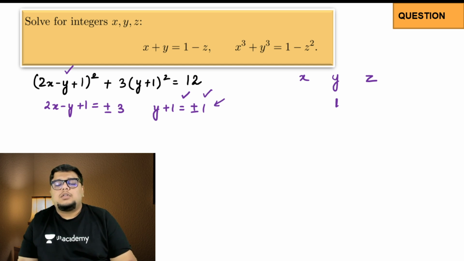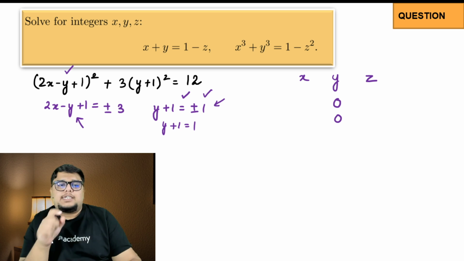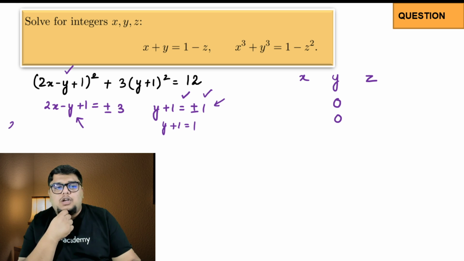Sorry, I just made a mistake. Okay. Now let's say y plus 1 is equal to 1, then y will come out to be 0. Put that value of y here. Then you will get two values of x. So if y is 0, for one value you will get 2x plus 1 is equal to plus minus 3.